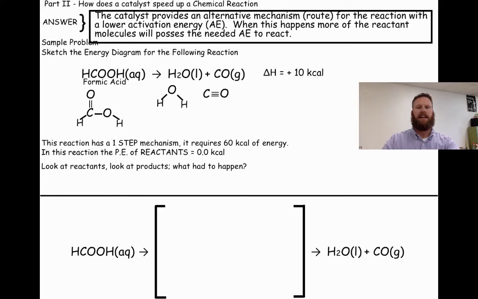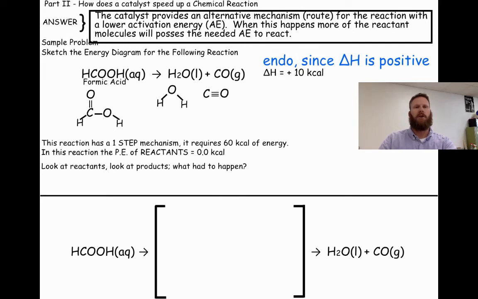Once again, a catalyst speeds up a reaction by providing an alternate reaction mechanism. This alternate route from reactants to products requires less activation energy. If less activation energy is required, then more of the reactants will have the necessary energy required in order to form products. Consider the decomposition of formic acid into water and carbon monoxide. The reaction is endothermic, since the enthalpy value is positive. The uncatalyzed reaction is a one-step mechanism.